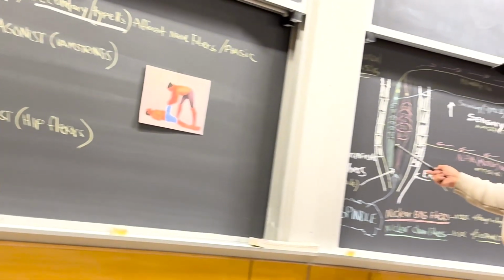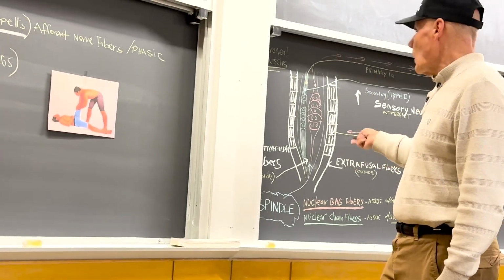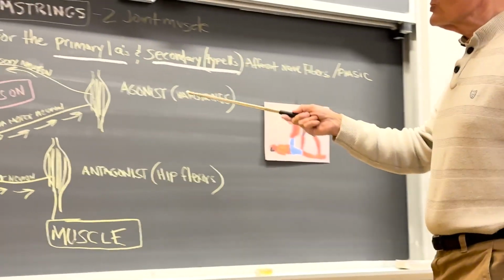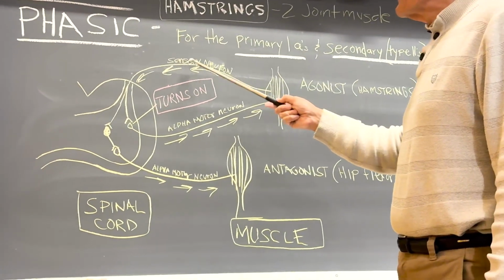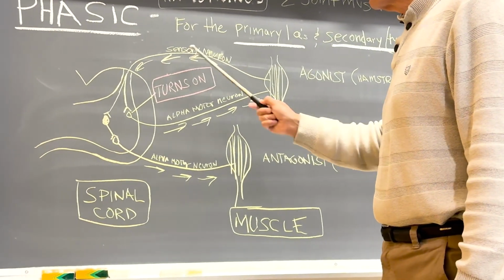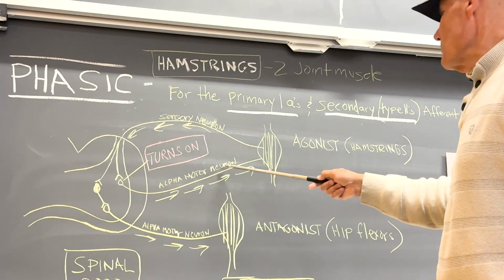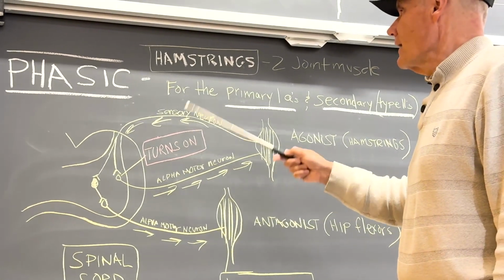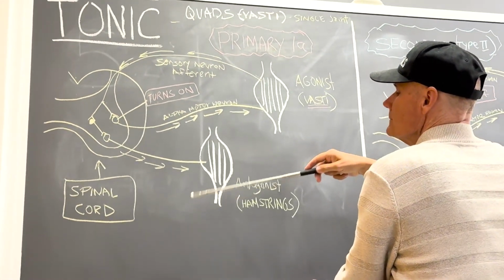Again, the spindle senses a stretch. Remember, the whole role of the spindle is to sense changes in length. It senses the changes in length in the hamstring. We're stretching the hamstring. It sends the signal to the central nervous system, and then it sends it back to the muscle. It causes it to contract. Same thing as we talked about here. That's the same diagram. Okay?